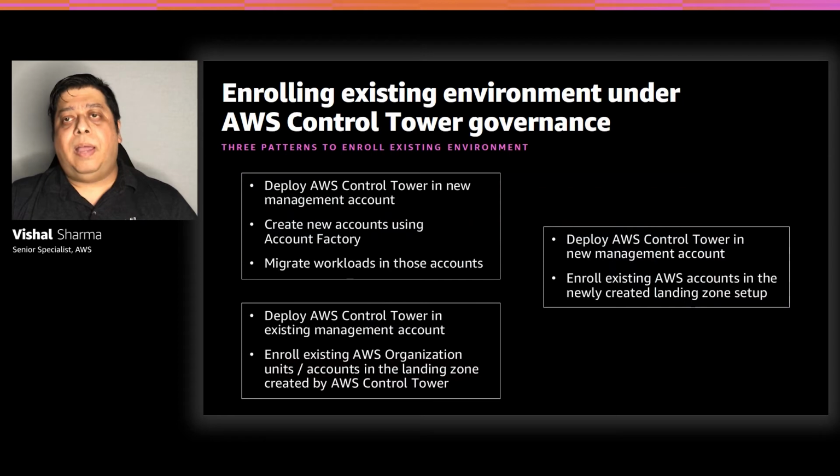Now, talking about enrolling accounts within Control Tower governance, we see three different patterns when customers are enrolling existing environments under Control Tower governance. You can deploy Control Tower in a new management account, create accounts using Account Factory, and eventually migrate workloads into those accounts using services like CloudEndure. Or you can deploy Control Tower in a new management account and enroll existing accounts in the newly created landing zone. Alternatively, you can deploy Control Tower in the existing management account and enroll your accounts within your existing AWS organizational units into Control Tower governance.